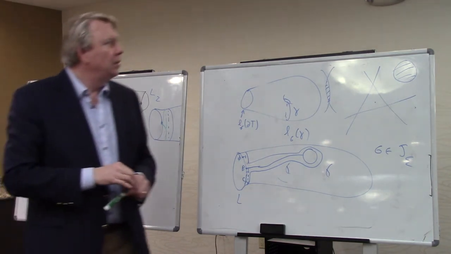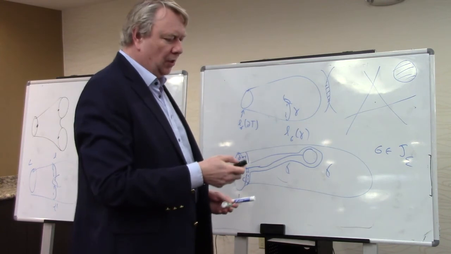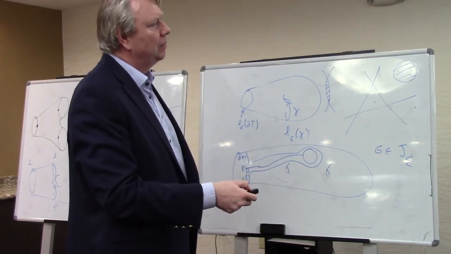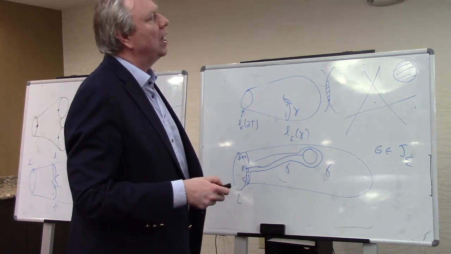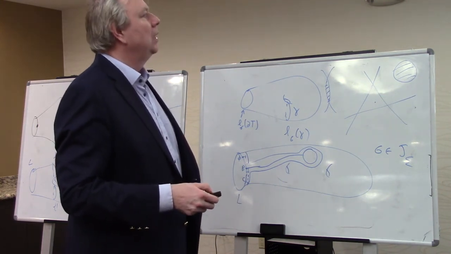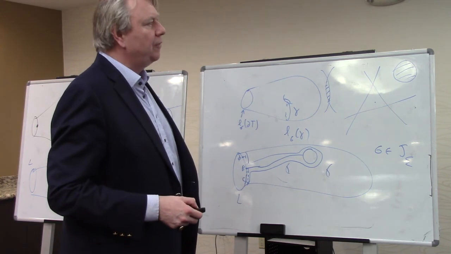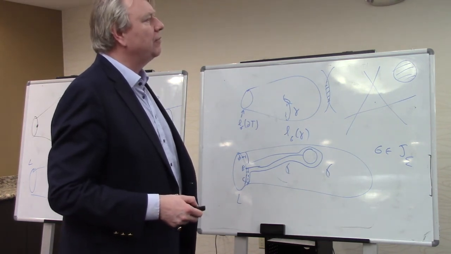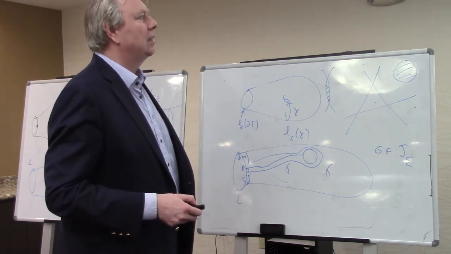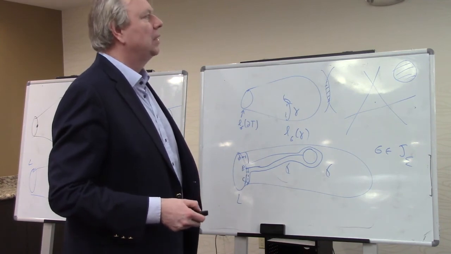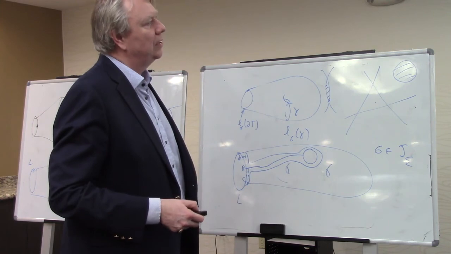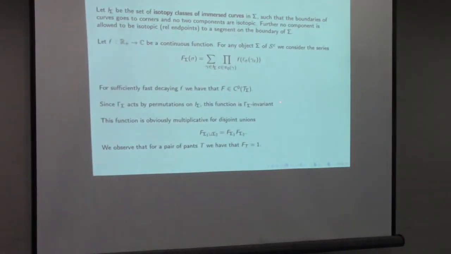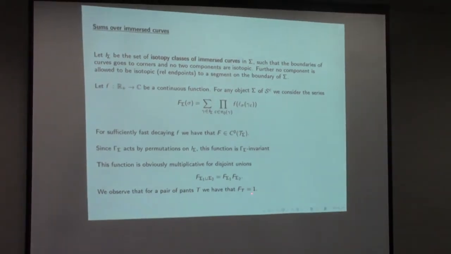Okay, good. So now we take again a function that decays very fast at infinity, and we form this entire big sum here. So now we are summing over all our immersed curves instead. And for sufficiently fast decaying f, now there's a little bit more constraint on f, but still, one gets that this is an absolutely convergent sum, gets a nice continuous function on Teichmüller space, and it's mapping class group invariant because these are just permuted again by the mapping class group. For disconnected surfaces, we multiply them together, and for a triangle, we just take the function 1.